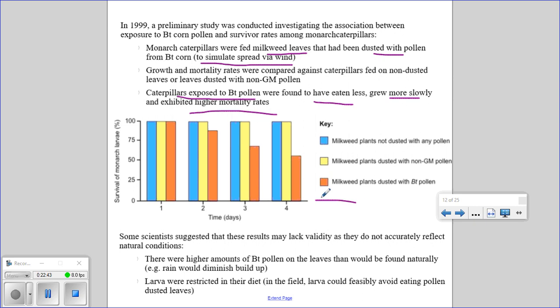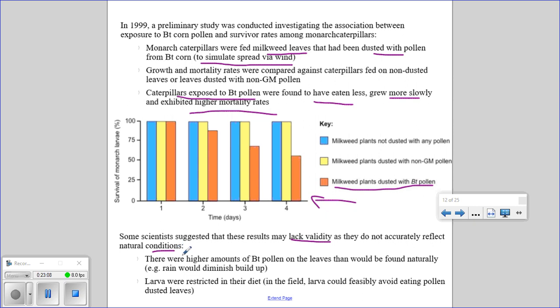So here are the results obtained from that study. The red are the milkweed plants dusted with Bt pollen. And the survival rate here, you can see significantly drops of those monarch caterpillars that had eaten from these particular plants. Now, some scientists suggested that the results may lack validity because they do not accurately reflect natural conditions.